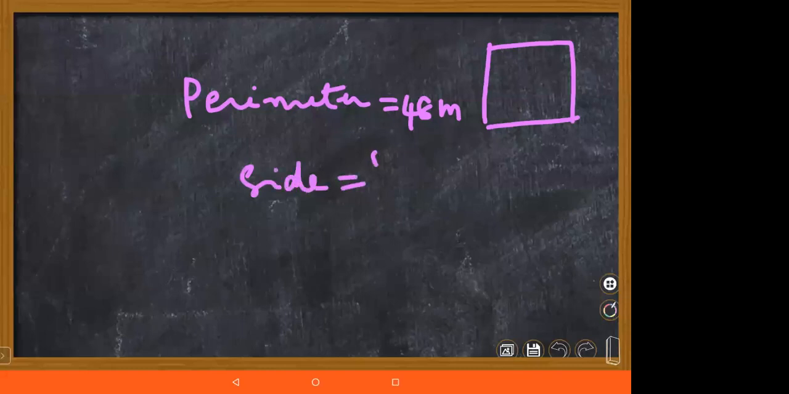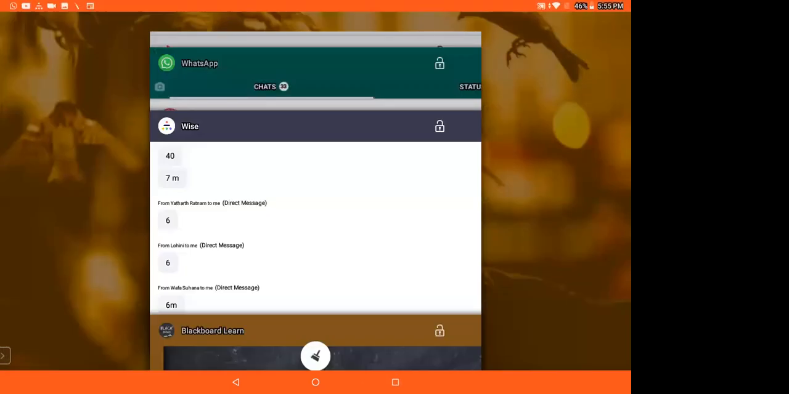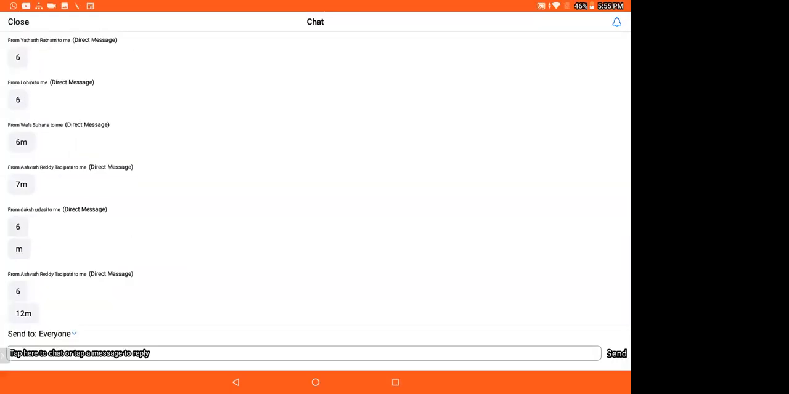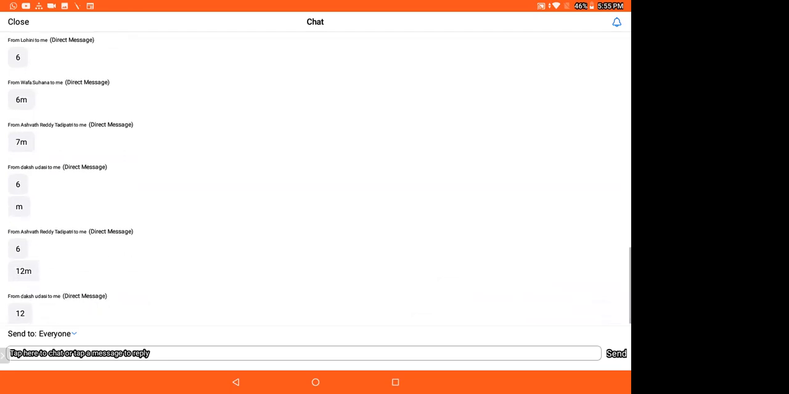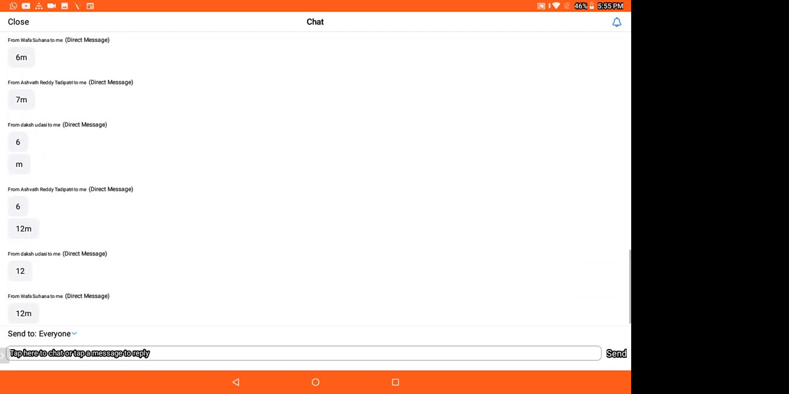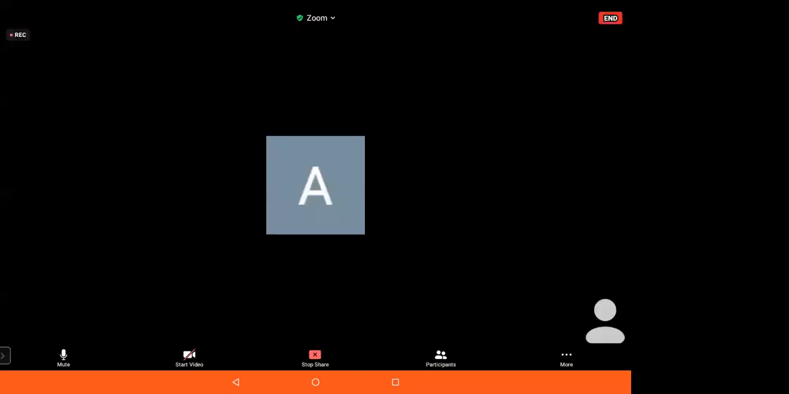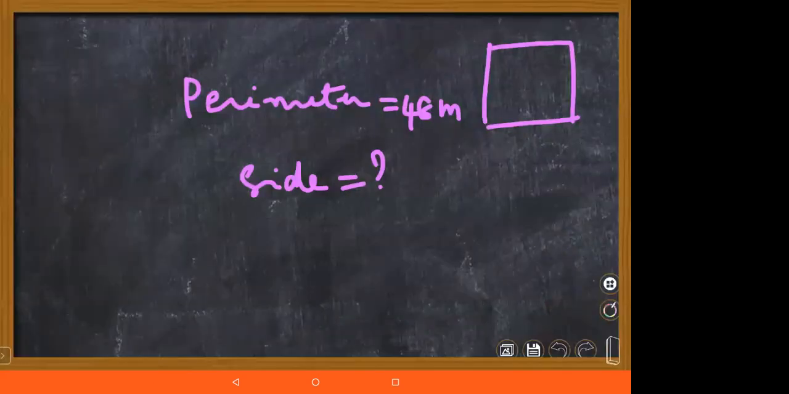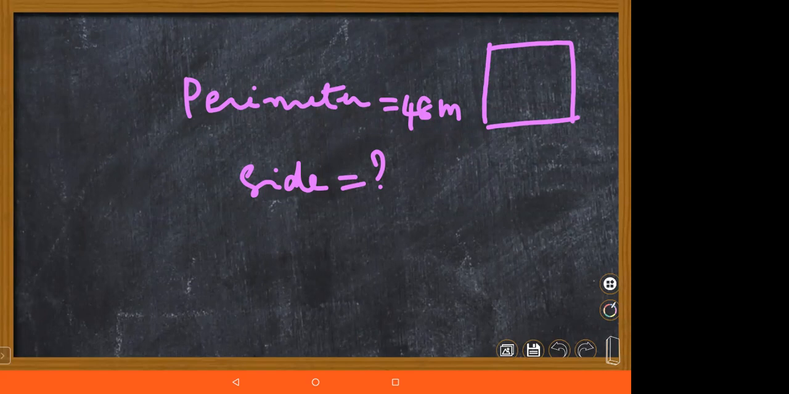Ma'am, I gave first. Each side is 12 meters. Daksh, you should not tell like that. Ashwath, you are correct. Very good, Daksh. Others, you will copy the correct answer. Ma'am, can you explain how we got 12? Yes, Lohini, please come on.